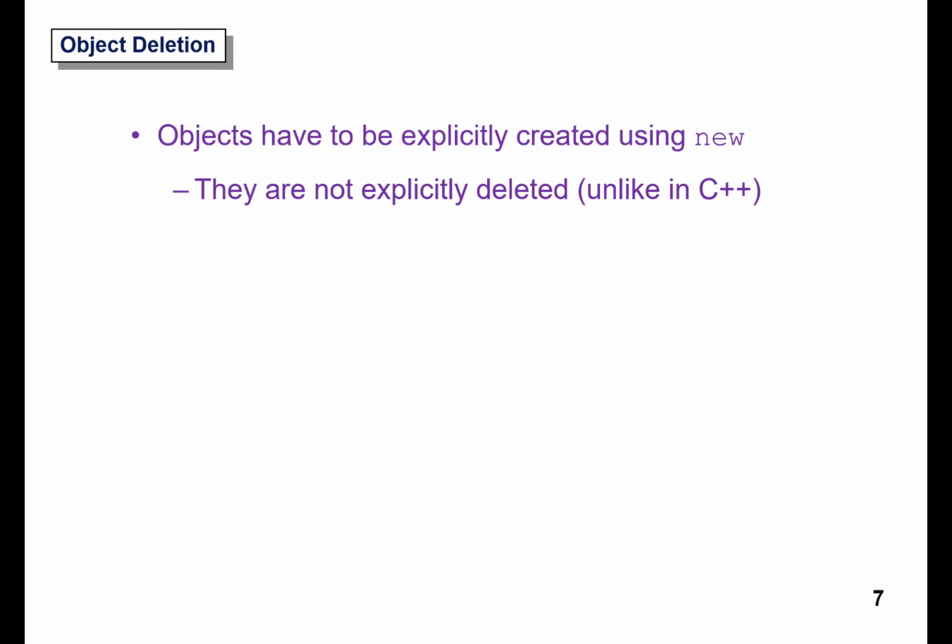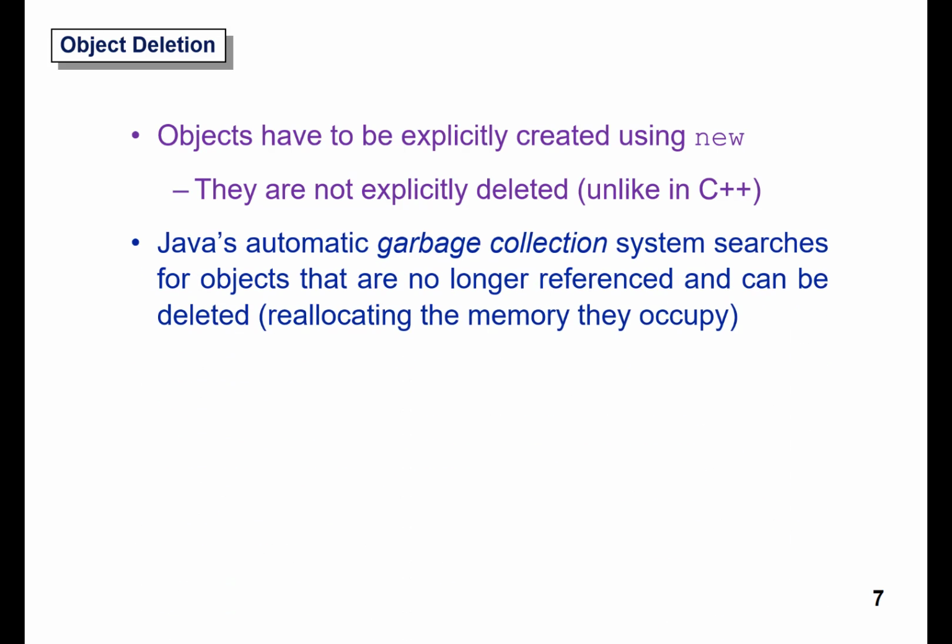memory, and therefore you end up with less and less memory available for the rest of your program, and the performance of your program slows down and gets worse and worse. So within C++, you have to keep track of all your objects, and you have to explicitly delete them when you're no longer using them. That's not the case in Java.